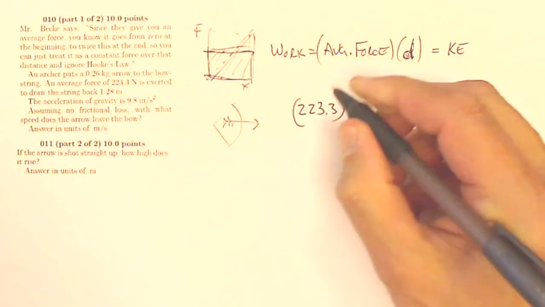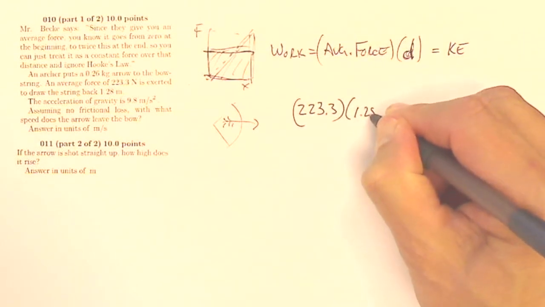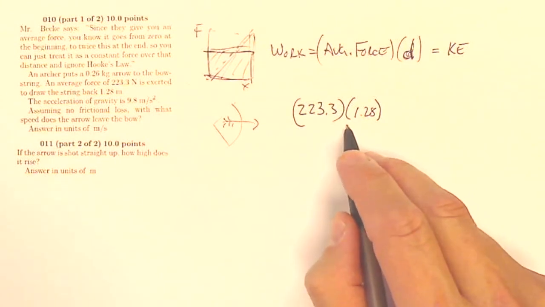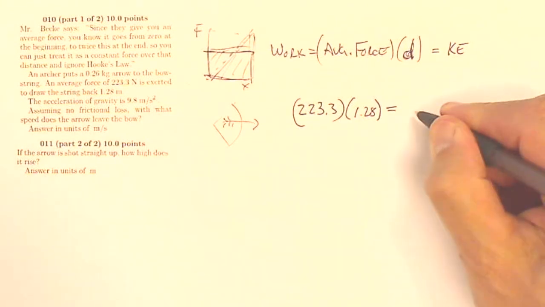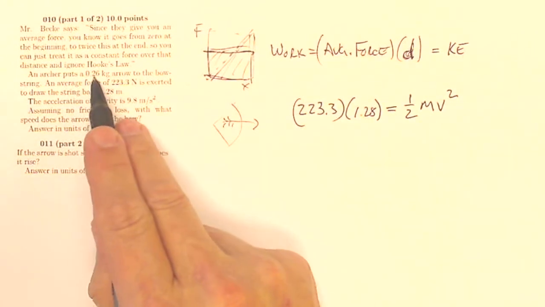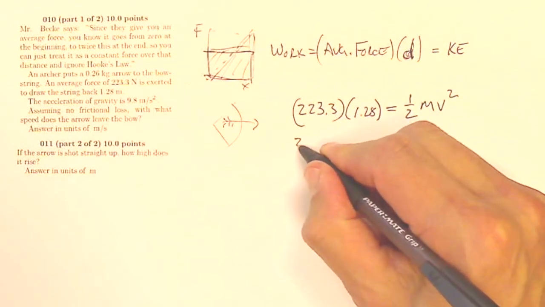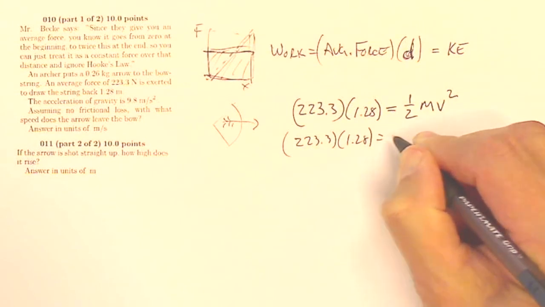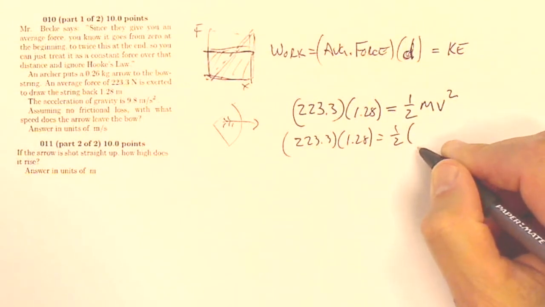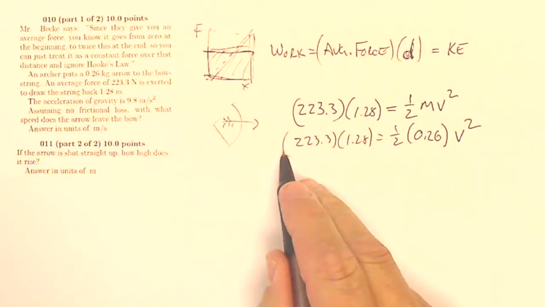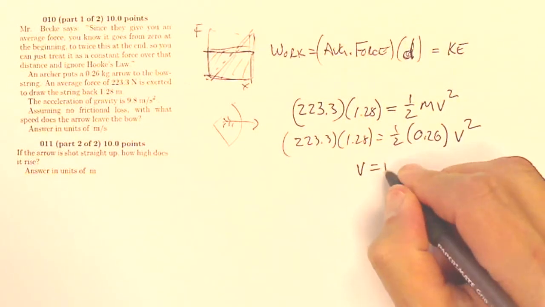So I've got average force times distance, so that is 223.3 is my force. My distance is 1.28 meters. That's how much work I did pulling back the bow. That's how much energy is stored in that spring, and that's how much energy will wind up being my kinetic energy, which is 1/2 mv squared. My mass of the arrow is 0.26 kilograms. So this is 223.3 times 1.28 equals 1/2 of 0.26 kilograms times v squared, and that's enough to do some algebra and solve for v.